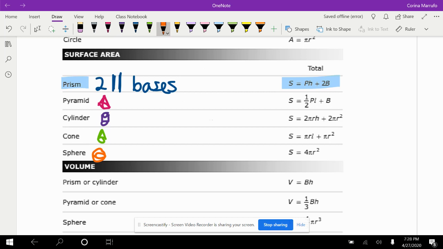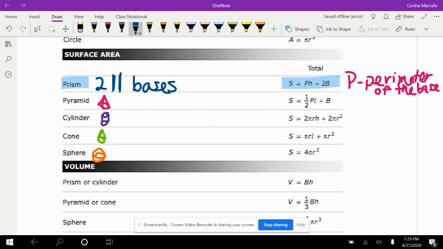So on here, we have all of our formulas. Now, if you guys want to go ahead and screenshot this, or copy it down to help you, because you are going to need this for your lesson. Now, on here, there are some letters that we need to go over. So we do see a capital P here. When we have a capital P, that stands for perimeter. And that is the perimeter of the base. Okay, so whatever the base is, that is going to be the perimeter of the base.